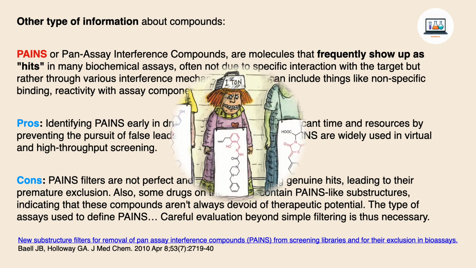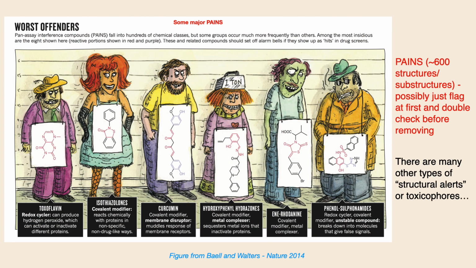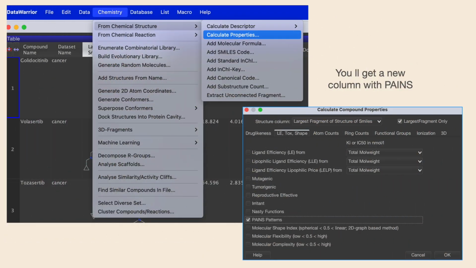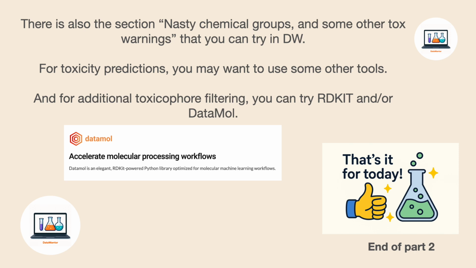In this figure, taken from a Nature paper, you can see examples of PAINs structures and substructures. To search for PAINs in DataWarrior, you select Chemistry, then from Chemical Structure, Calculate Properties. You will see a new window, and you can select PAINs. You can also search for the presence of nasty chemical groups in DataWarrior. However, to explore further toxicophores, it will be valuable to use a Python package like Datamol.